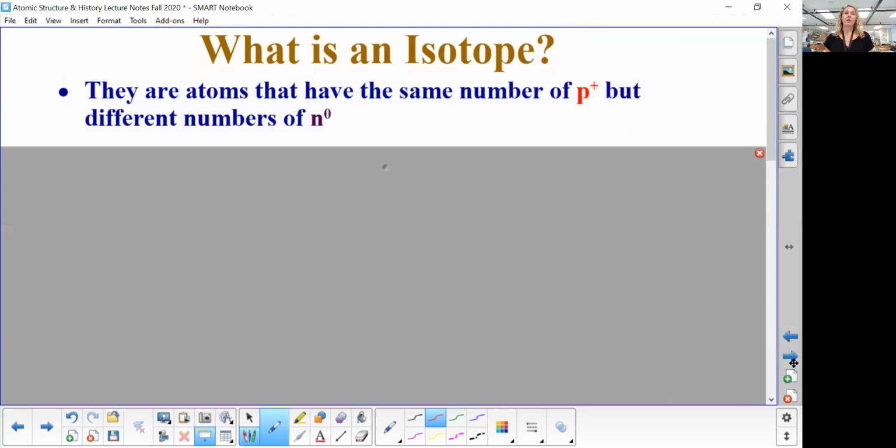This is a key understanding. The number of protons doesn't change, because if you change the number of protons, then you've changed the element, but any one atom of lead or even hydrogen can have different numbers of neutrons. So let's find out more. Why is this?